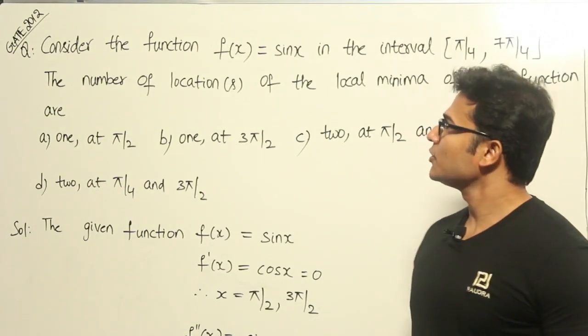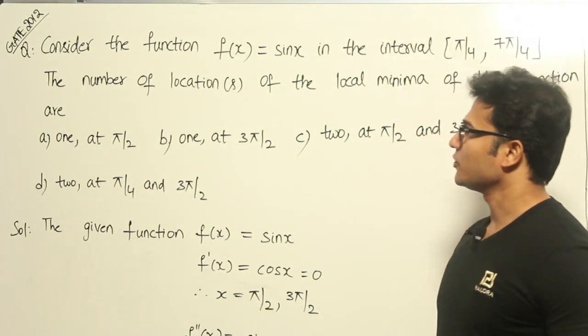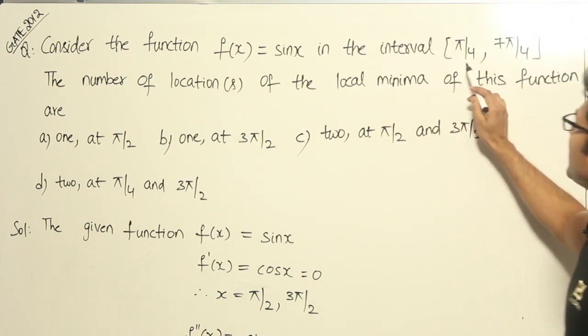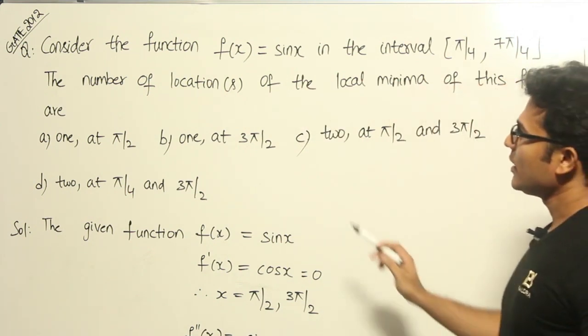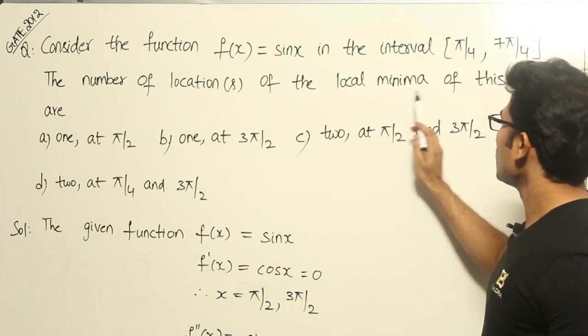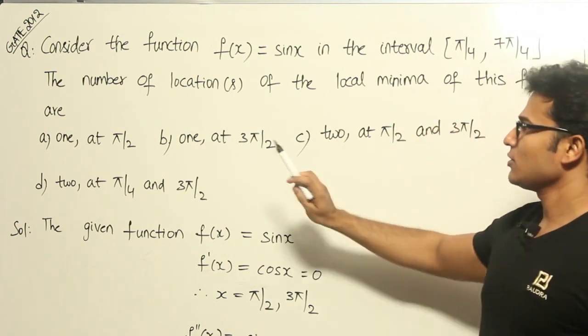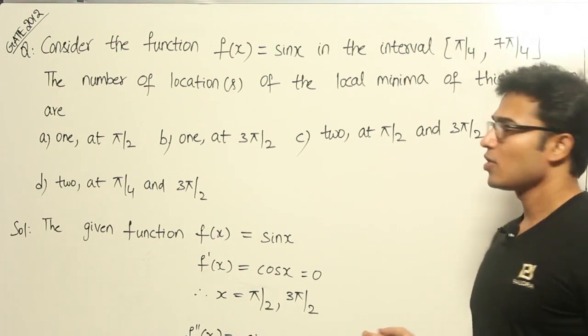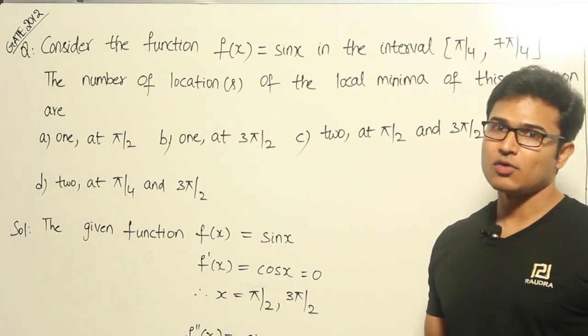This question is given in GATE 2012. So let me read it out for you. Consider the function f of x equal to sin x in the interval pi by 4 comma 7 pi by 4. The number of locations of the local minima of this function are. Now they are talking about the local minima, and also they are asking about how many points you are going to have local minima, right?